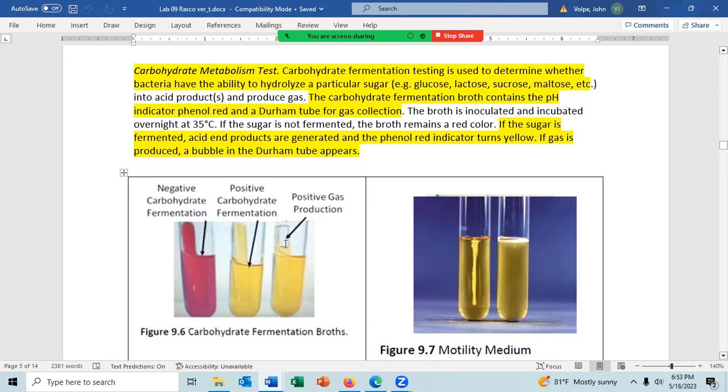And so you can have three results for carbohydrate fermentation. Usually you call that like glucose fermentation. You can have negative, and the tube will look like this. You can have it acid, the tube will look like that. And then you can have acid and gas. And there's the tube like that with the bubble. Any questions about the carbohydrate fermentation test?